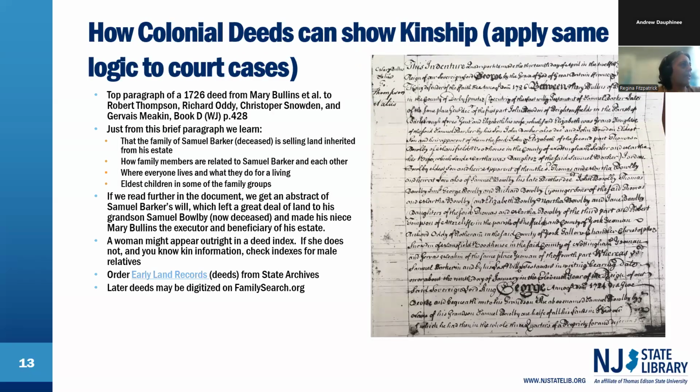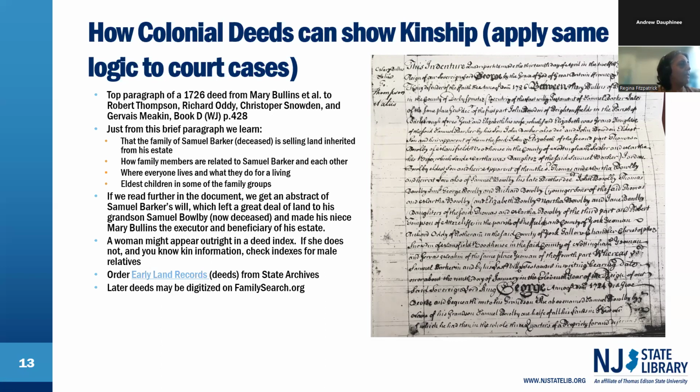Same kind of thing. It's really amazing what you can pull out of these documents to establish kinship. You wouldn't necessarily think that somebody selling land would need a whole family history, but if somebody inherited the land, sometimes you do. This document on the right is the opening paragraph of a land sale between Mary Bullens and members of her family to various parties.